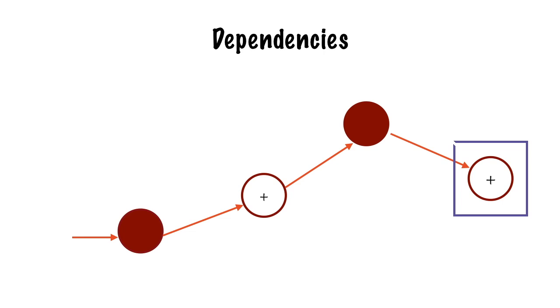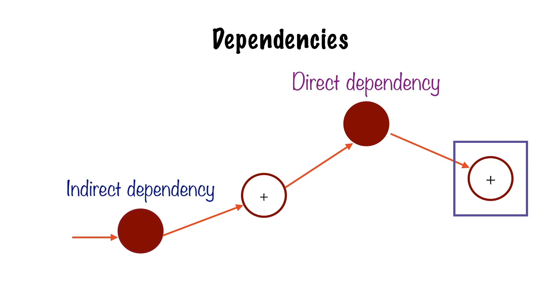As far as that final node here is concerned, all of the nodes which come before it are dependencies. The nodes which lie immediately before it are direct dependencies, but all of the other nodes are indirect dependencies. So in order to calculate the output of that final node, we are going to need to know the outputs of all of the dependencies of that node.